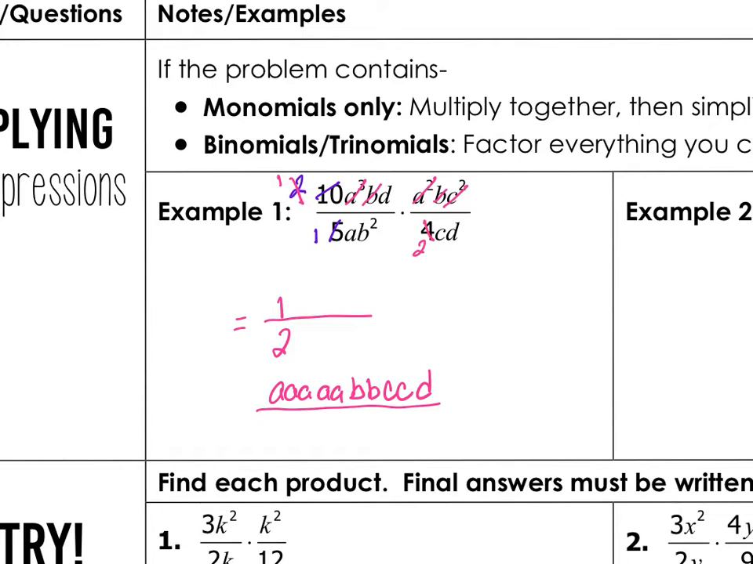And now we're going to go down to the denominator, and I have 1 A and I have 2 B's. I have 1 C and 1 D. So there we go. That's what's in the denominator. So now we're just going to simplify.